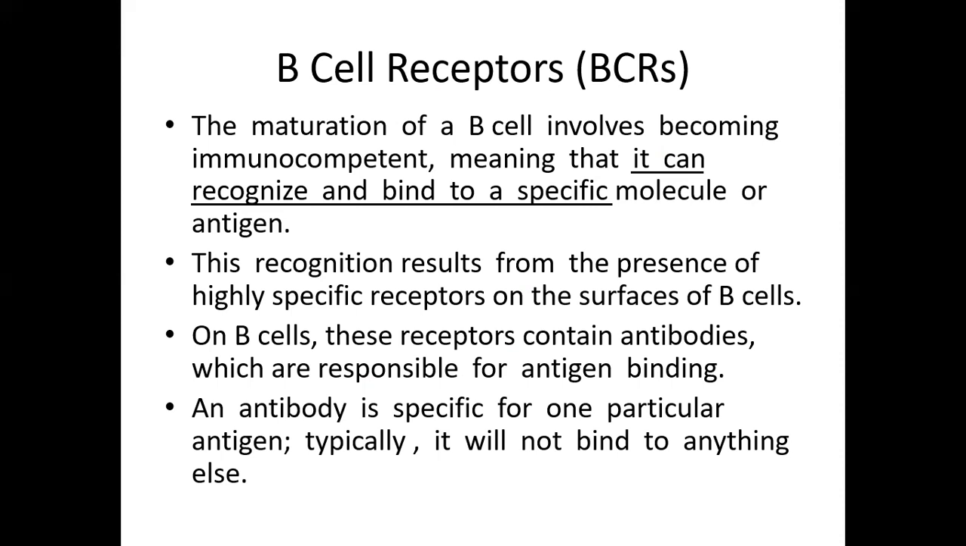This recognition results from the presence of a highly specific receptor on the surface of the B cell. On the B cell, this receptor contains antibodies which are responsible for antigen binding. BCR, actually, is an immunoglobulin D, antibody class D. An antibody is specific for one particular antigen. Typically, it will not bind to anything else.